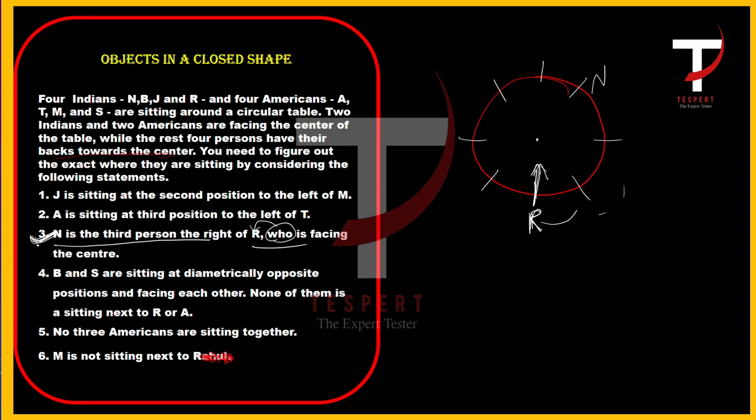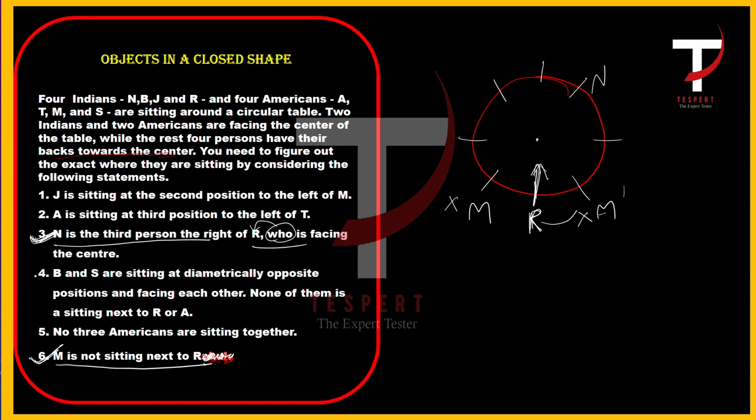Okay. And we shall move on to the sixth statement, which is: M is not sitting next to R. Okay, M is not sitting next to R. So next to R, that means M shouldn't be here, M also shouldn't be here, right? So this is ruled out completely.